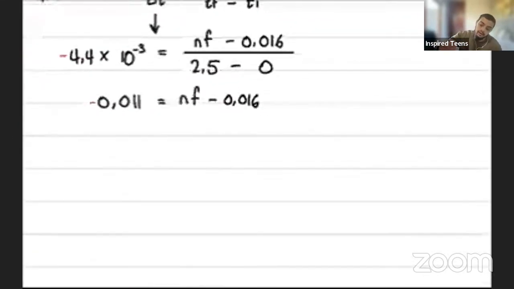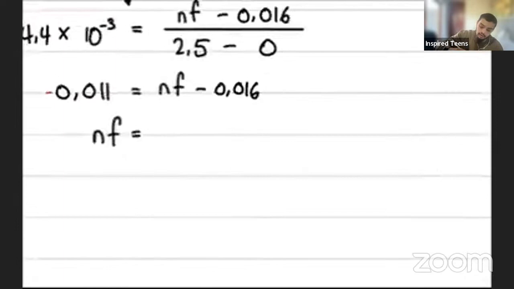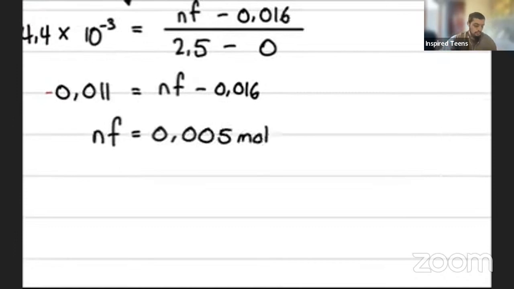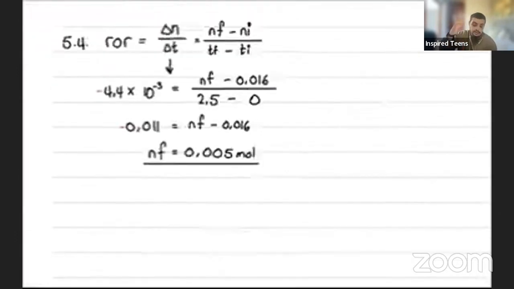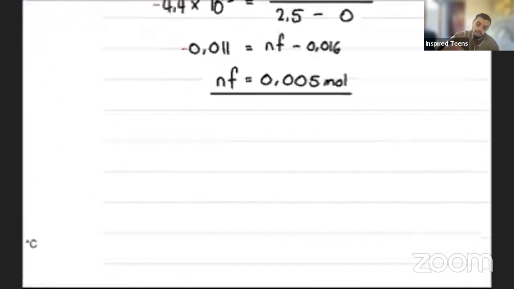And then when I add this, my N final, which is the final moles, is 0.005 moles. So that's the answer. That's the final moles of Al2CO3 that's left over after the reaction has completed.